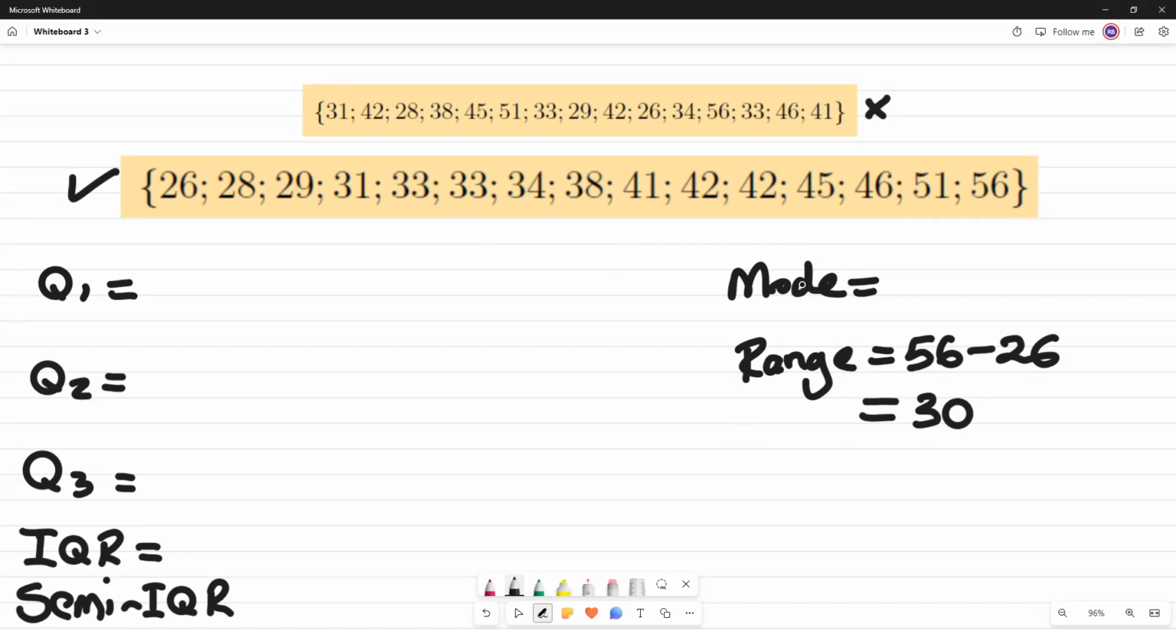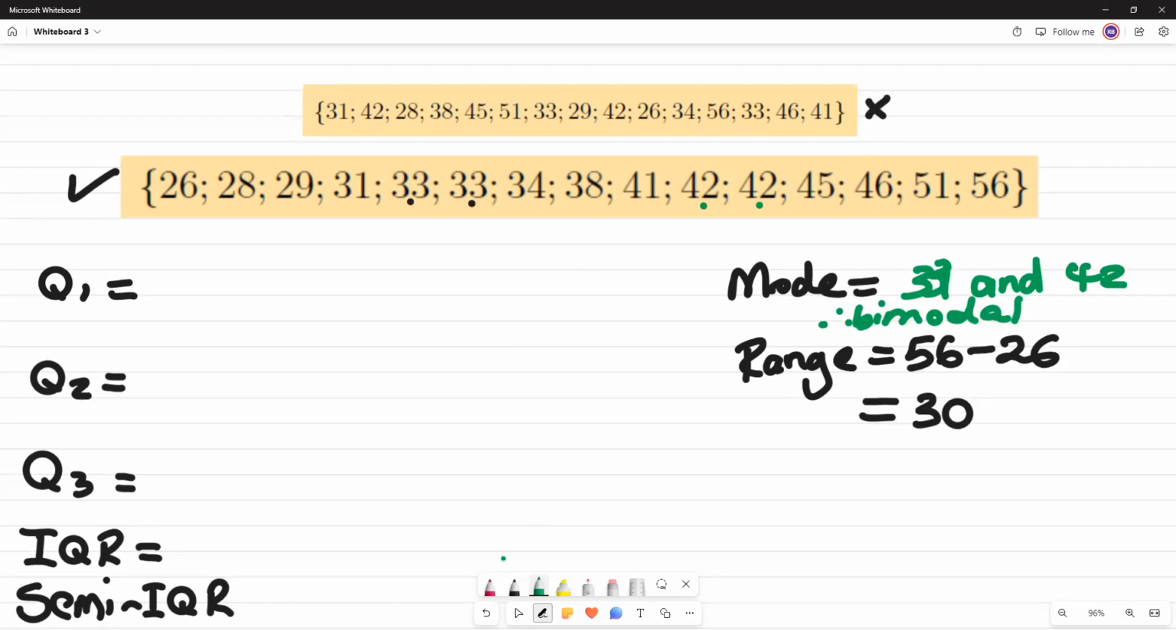Mode is the most occurring. I see that, okay, 26, 28. I see that 33 occurs here and there. And then let's keep on going. I see that 42 occurs here and there. So in this case, we have a bimodal data. This data has two modes. So you write all of them that occur as the mode. So mode will be 33 and 42. Therefore, bimodal. It has two modes.